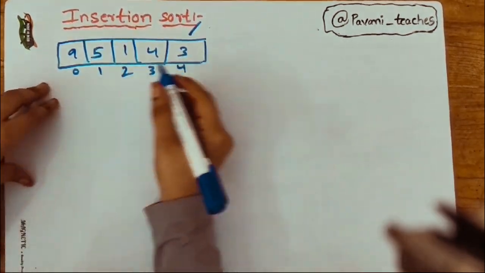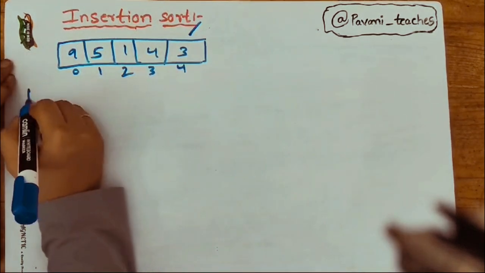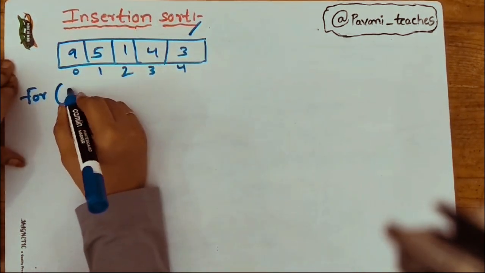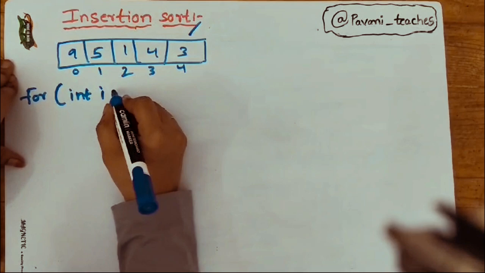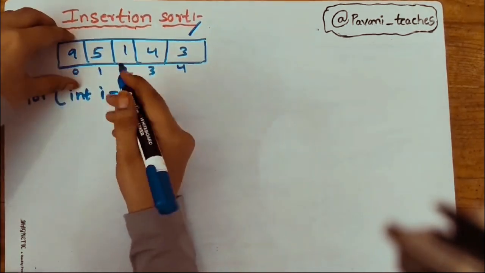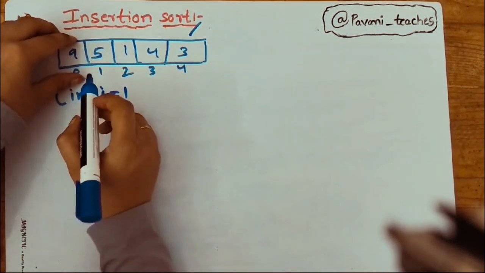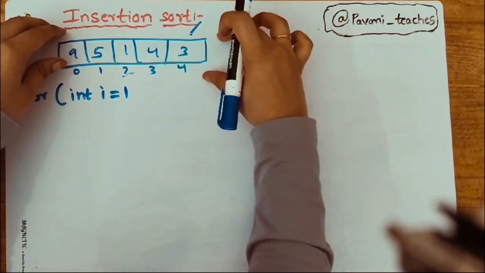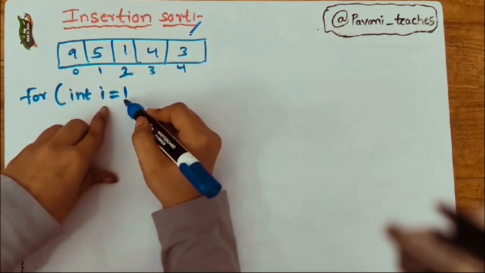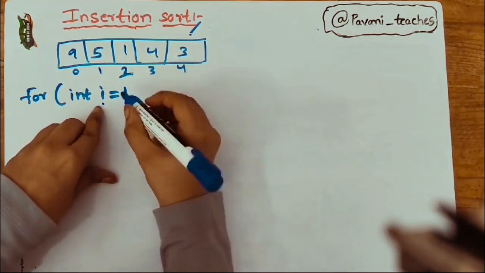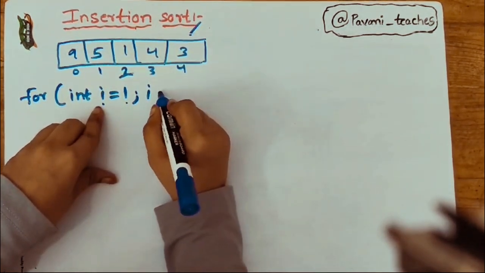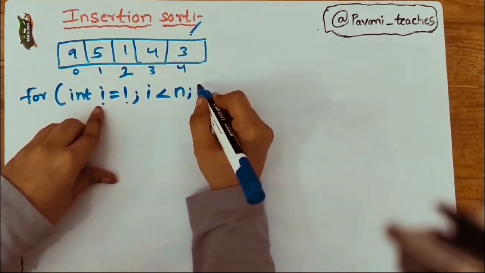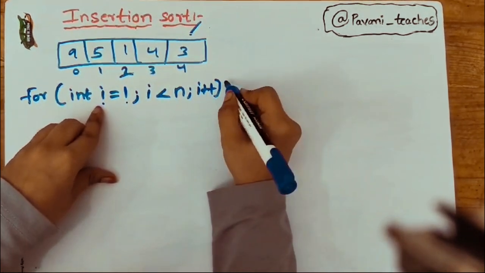Now the logic part starts from the for loop. Inside the for loop, we have to initialize i, and this i starts from 1 because at first we are already considering the first element as sorted and we are operating from A of 1. That's why we are taking i equal to 1, and this i should iterate until it is less than n. i should be incremented for every iteration.